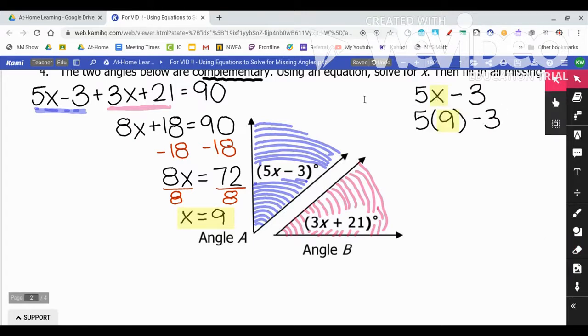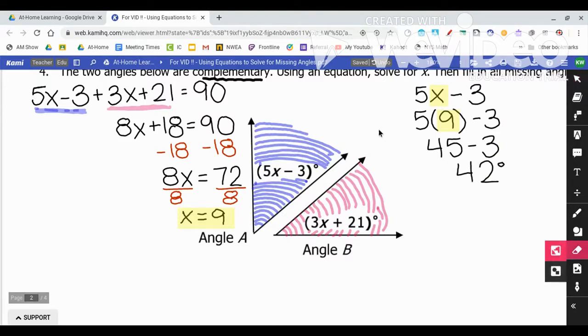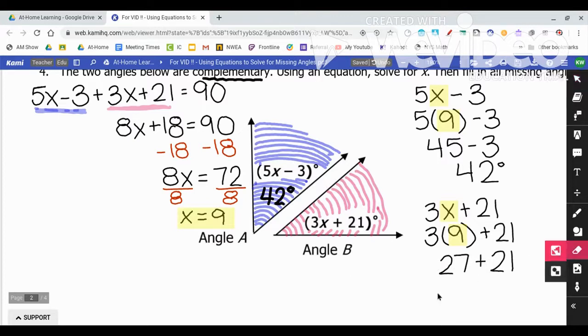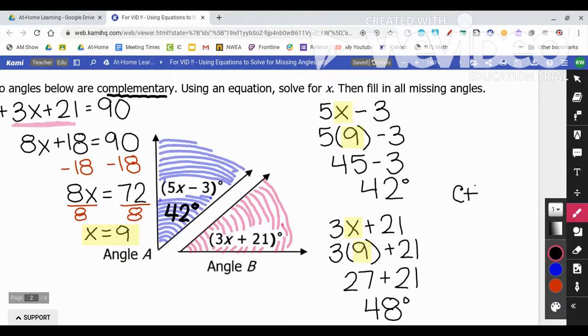The blue angle is 5x minus 3. And if I plug in 9, I get 42. So the blue angle is 42 degrees. My red angle says 3x plus 21. And I have to plug in my 9. And when I solve there, I get 48 degrees. So I have 42 degrees and 48 degrees, and we're saying that these are supposed to be complementary.